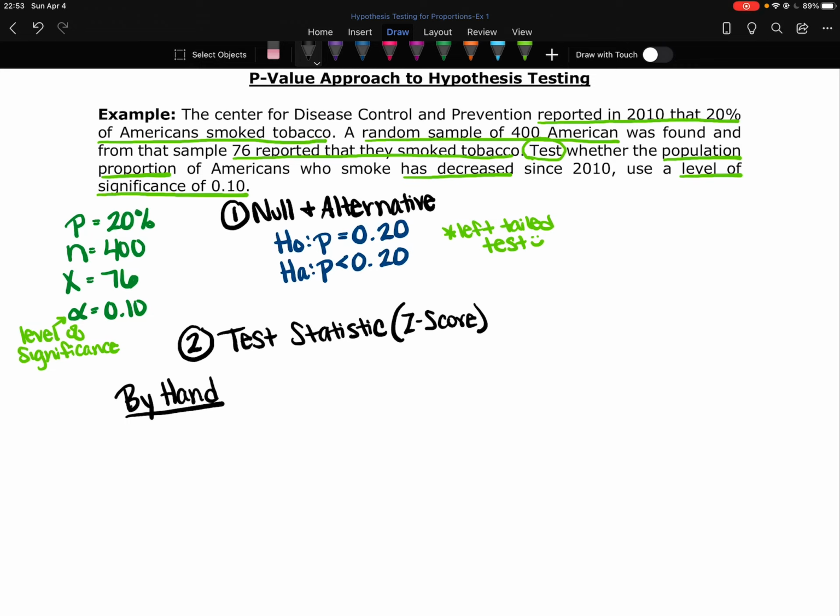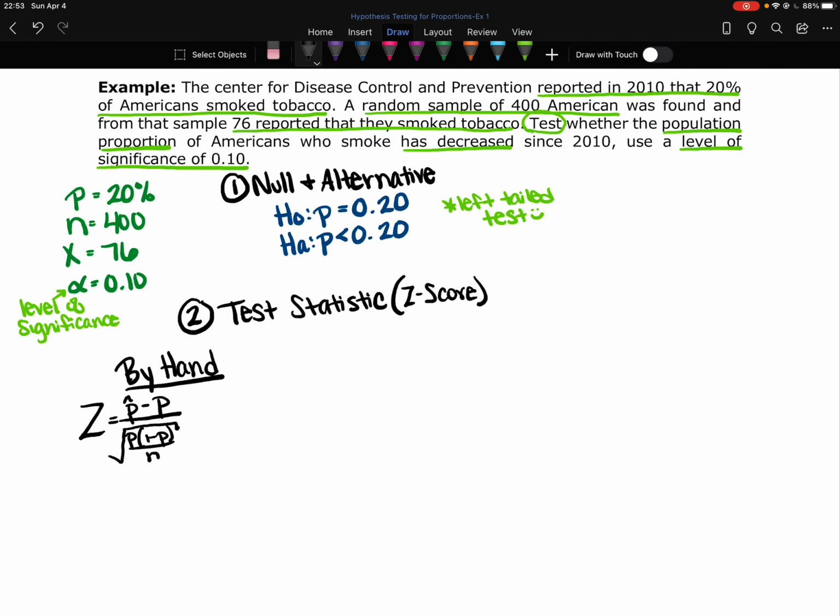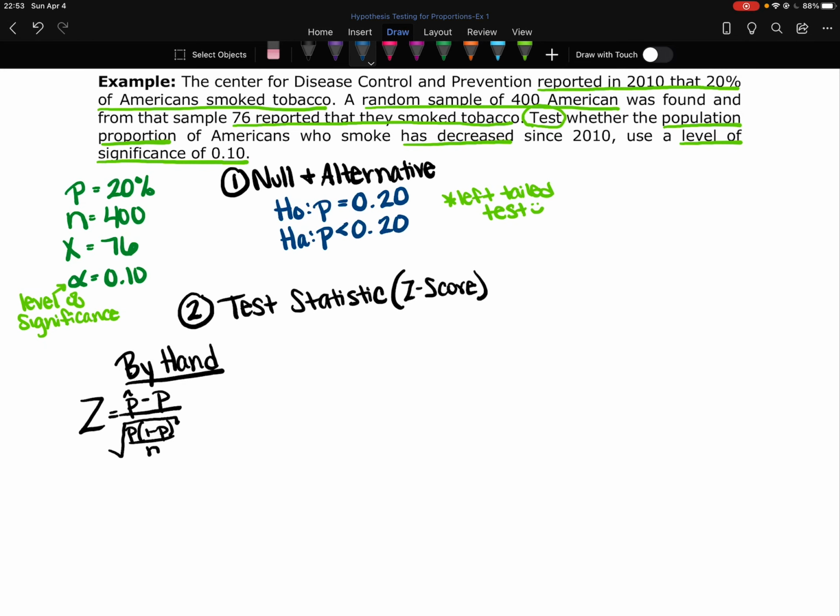When we do this by hand, the z-score formula is p hat minus p divided by the square root of p times 1 minus p over n. So I have p, n, x, and alpha. I don't know what p hat is, but I have the information I need to find it. So I'm going to find p hat.